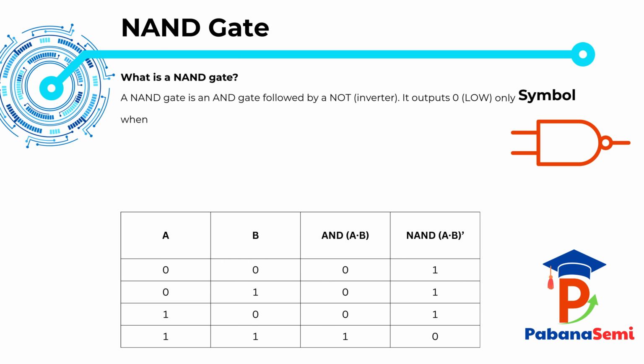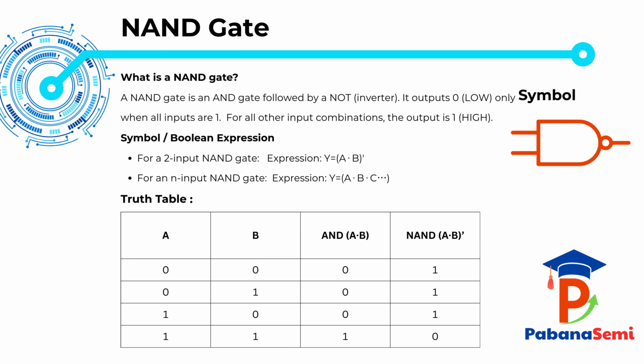Now, let's delve into the fascinating world of the NAND gate, one of the most crucial gates in the realm of digital electronics. A NAND gate is quite simply an AND gate followed by a NOT gate, meaning it produces the inverted AND output. The NAND output becomes 0 or low only when all inputs are 1. For every other input combination, the output remains 1 or high. For a two-input NAND gate, the Boolean expression is written as Y equals NOT of A dot B, which is Y equals (A dot B) prime.